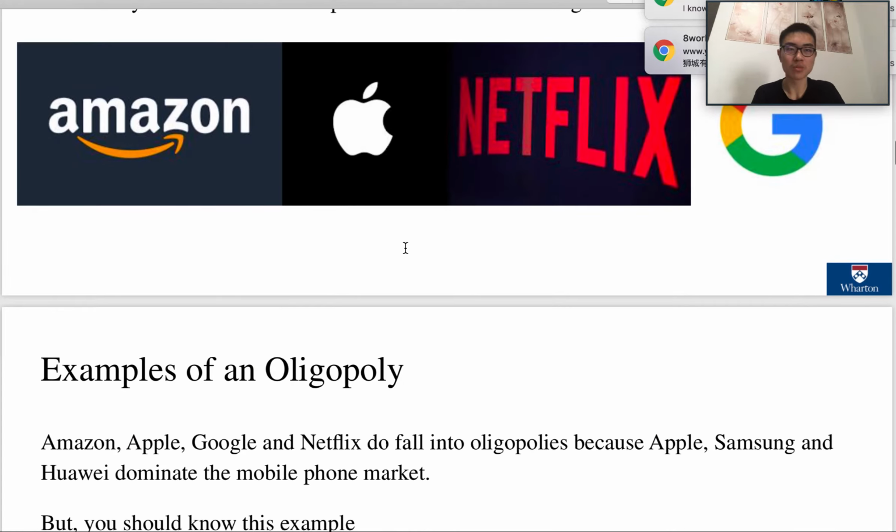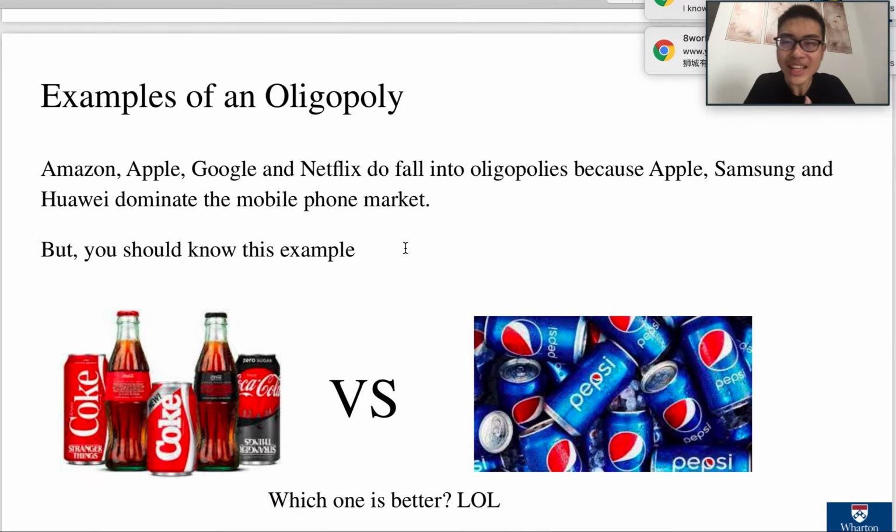Okay, so what is an example of oligopoly? I would say the examples I discussed just now do fall into this category, because the official definition of oligopoly is that a small number of producers dominate the market share of a particular market. So Google is dominating, Netflix and YouTube are dominating, Amazon and eBay I would say dominating, and I would say Apple, Samsung, and Huawei dominate the mobile phone market.